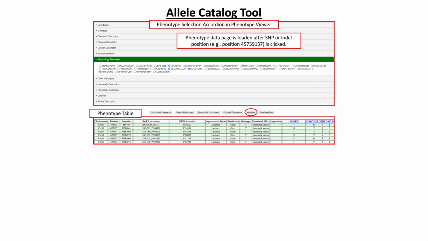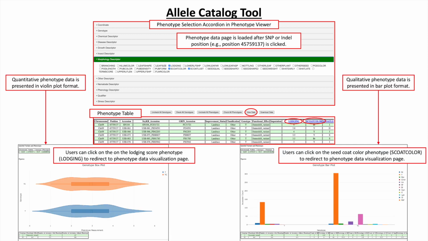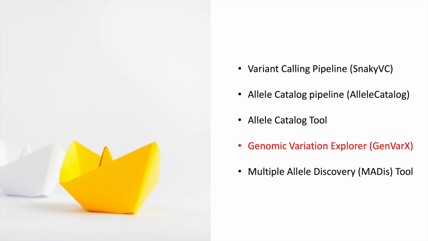The Phenotype Viewer consists of a phenotype selection accordion, 6 buttons, and a phenotype data table. Users can select phenotypic traits at the phenotype selection accordion and click View button to view data at the phenotype table. If users are interested in the phenotype distribution, they can click on the phenotypic trait heading in the phenotype table. The quantitative data will be presented as violin plots, while the qualitative data will be presented in the form of bar plots. Next, I would like to show the Genomic Variation Explorer.